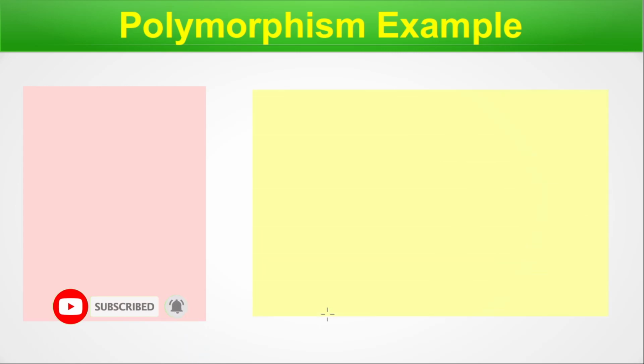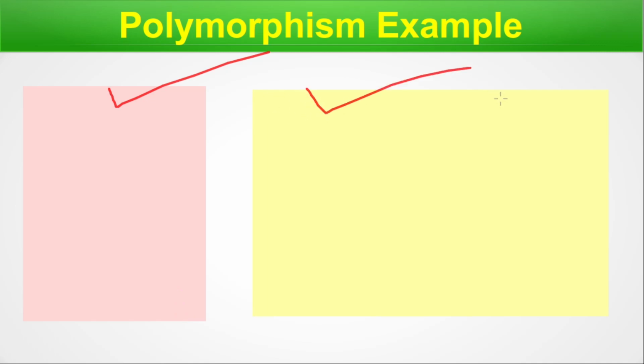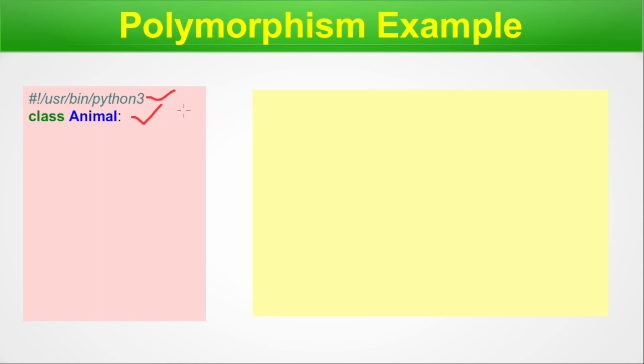And on the right hand side we will see the explanation. So the code will go here in the pink box and the explanation will go in the yellow box. First line is our Python interpreter. Next we have class Animal, and then we define make sound. This is the kind of voice the animal will make. Then we keep it as pass. So here we are not defining anything.